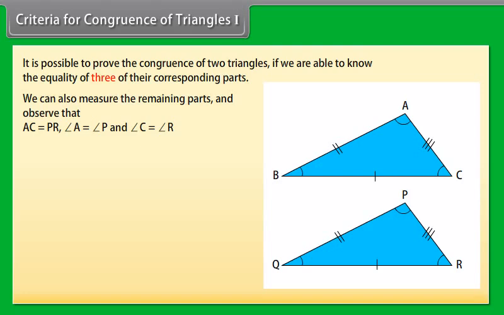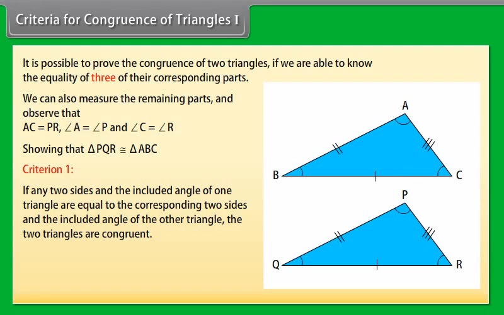Alternatively, we can also measure the remaining parts and observe that AC is equal to PR, angle A is equal to angle P, and angle C is equal to angle R, showing that triangle PQR is congruent to triangle ABC. This means that equality of these three corresponding parts results in congruent triangles. Thus we have criterion 1. If any two sides and the included angle of one triangle are equal to the corresponding two sides and the included angle of the other triangle, the two triangles are congruent. This criterion is referred to as SAS, side angle side rule.